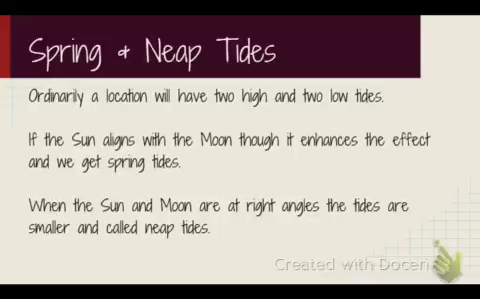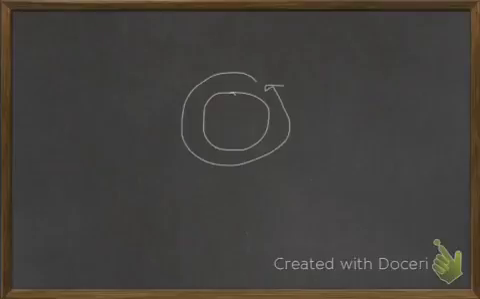To give you a quick little reference so you can see what happens. Essentially, the reason we have 2 high tides a day is because the Earth rotates around its axis once in 24 hours. Okay.